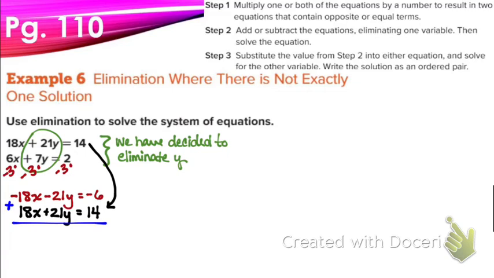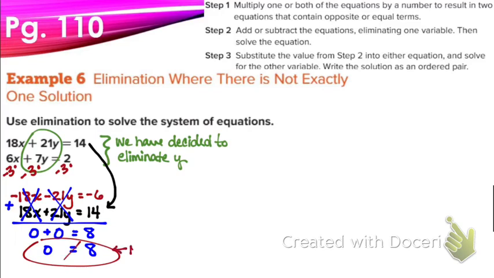Michael, what happens here? X cancels. That gives me a 0. Y cancels. That gives me a 0. What's 0 plus 0? 0. Does the other side cancel? It's 8. Is this true? No, that is not equal. This is not true. So what does that mean? No solution.